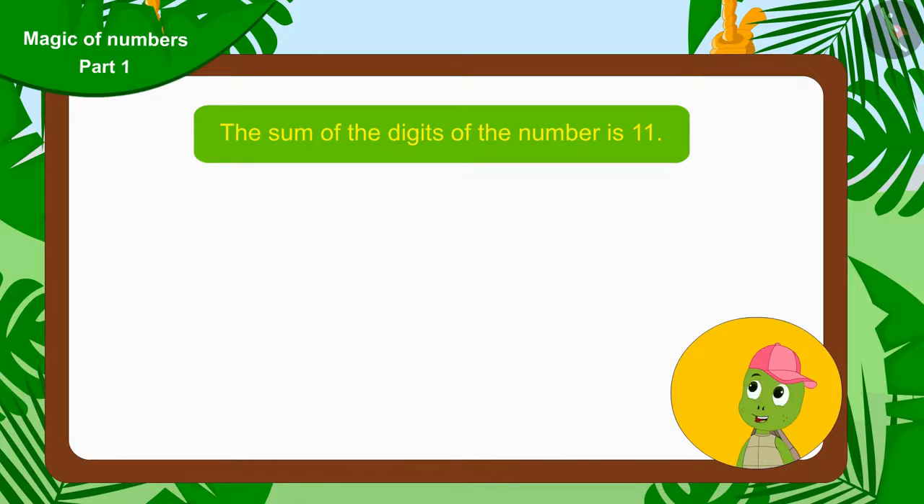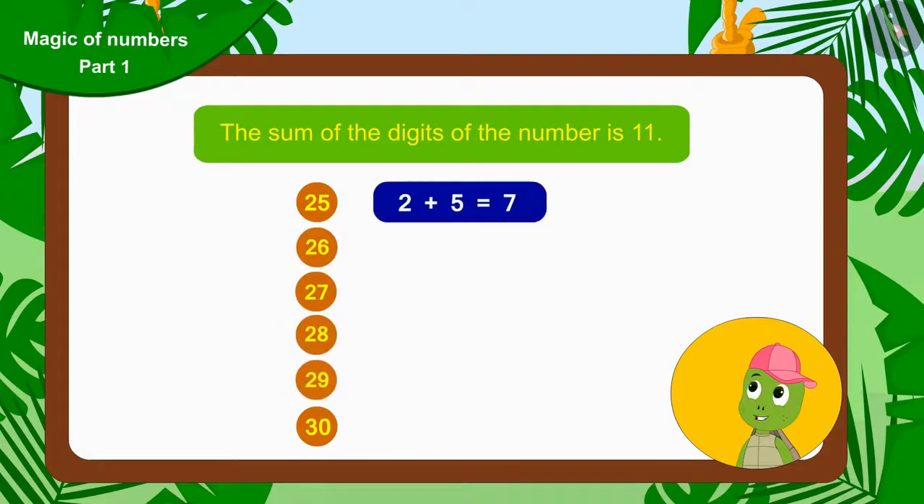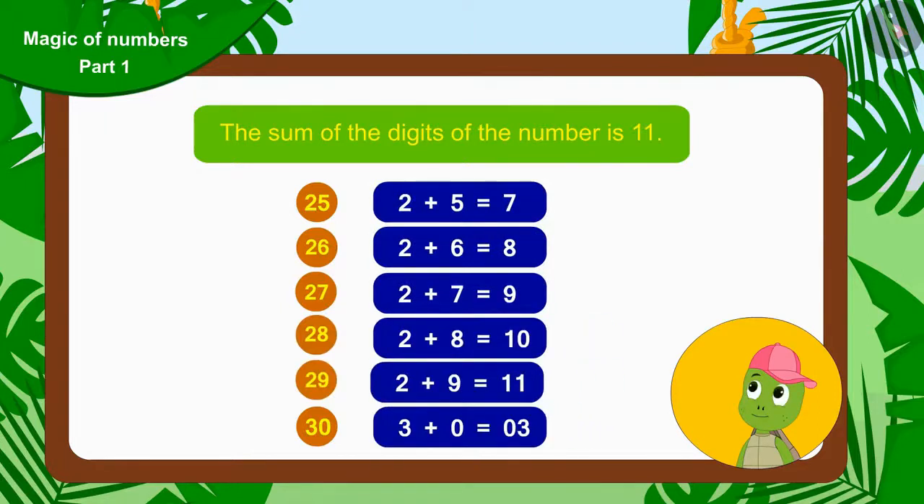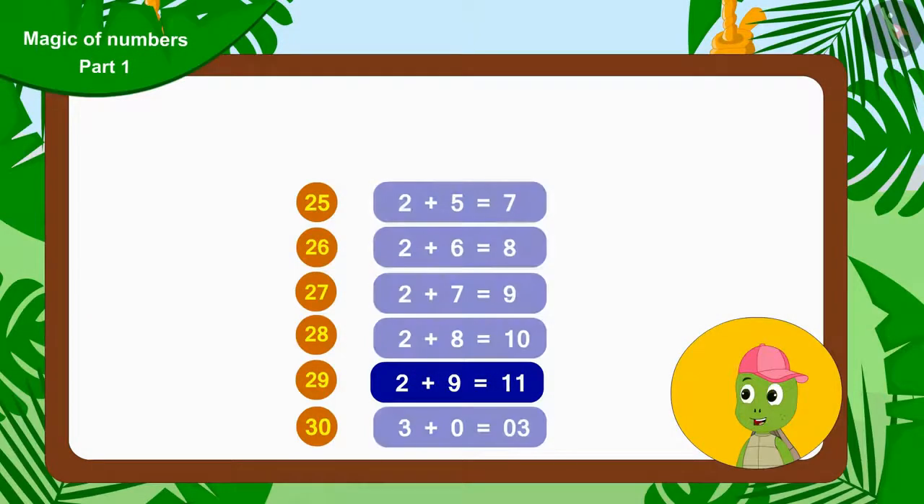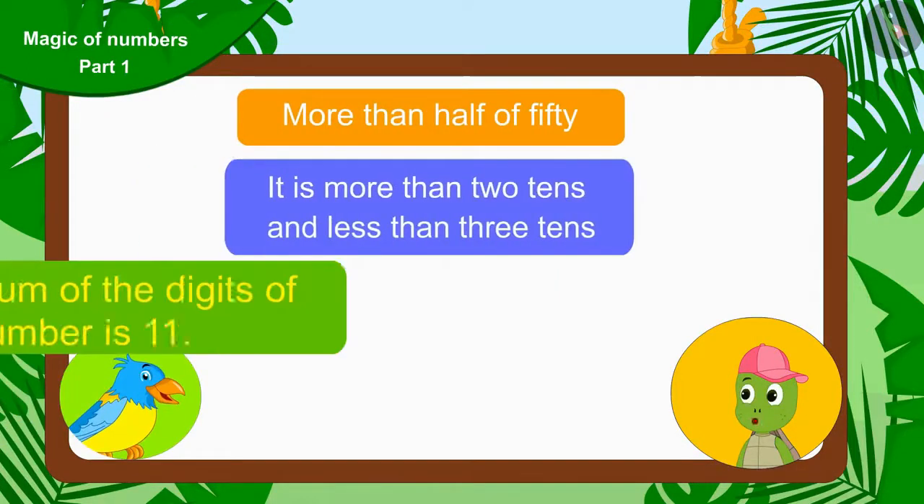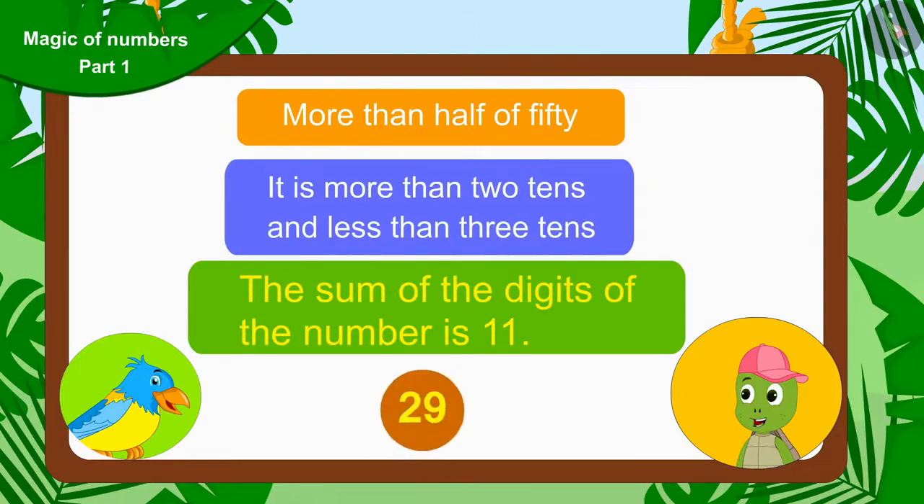Let me first write the numbers between 25 and 30. Then I only have to find that number whose sum of the digits is 11. By saying that, Tufan started to write the numbers 26, 27, 28 and 29. Well, out of these, only 29 is the number whose sum is 11. This means that the number you thought about is 29.